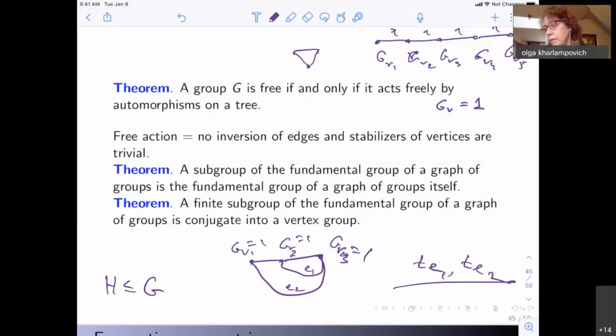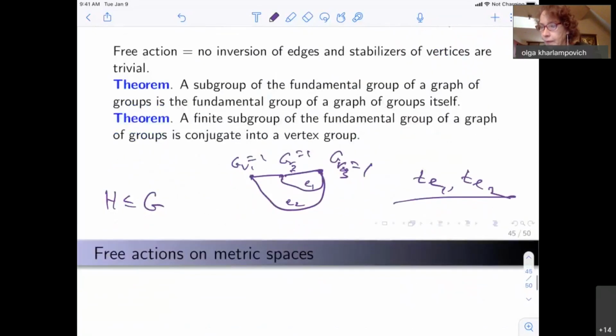We know which elements are conjugate or can be equal in the fundamental group. The fundamental group of a graph of groups also has nice normal forms, which are a generalization of normal forms of amalgamated products and HNN extensions. So that's about Bass-Serre theory. Now I have some time, so let me advance to the next topic.